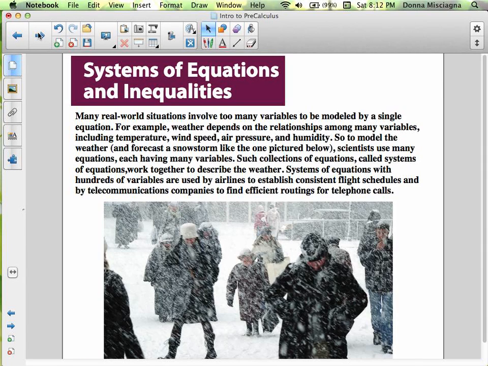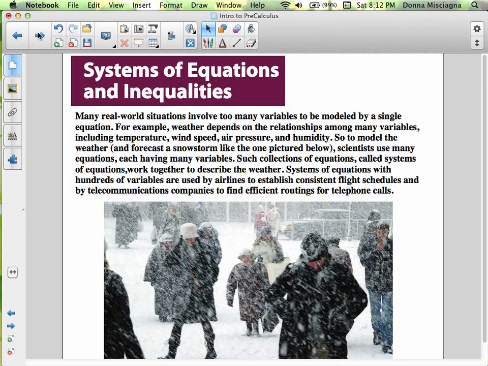And it'll allow us to do some new things with functions. Systems of equations and inequalities. Many real-world situations involve too many variables to be modeled by a single equation. For example, weather depends on the relationships among many variables, including temperature, wind speed, air pressure, and humidity. So to model the weather and forecast a snowstorm like the one pictured below, scientists use many equations, each having many variables. Such collections of equations, called systems of equations, work together to describe the weather.